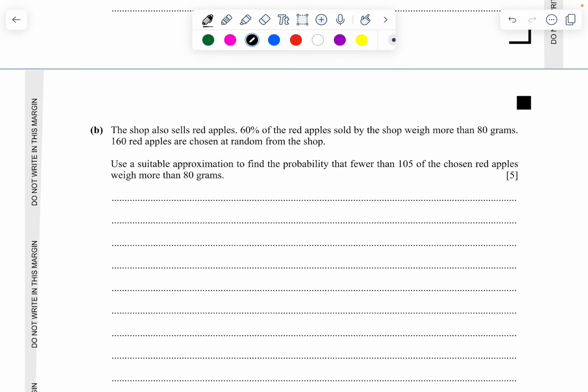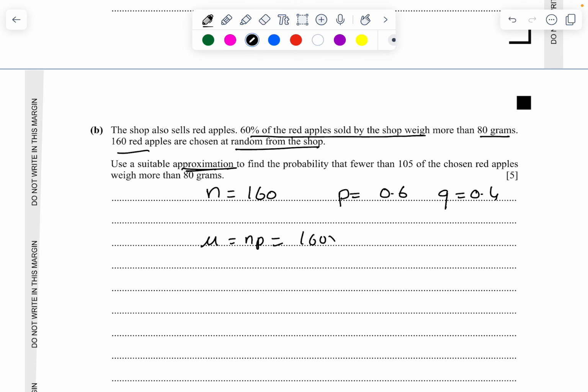Now coming to part B. This is again about approximation. 60% of the apples showed more than 80 grams. 160 apples are chosen at random. So n equals 160. Probability of success is 0.6, then probability of failure will be 0.4. So mean is going to be np, which is 160 times 0.6, which is 96. Variance is nothing but npq, which is 160 times 0.6 times 0.4, which is 38.4.